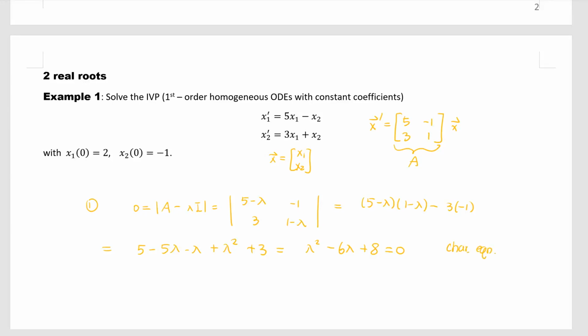Okay, we're going to solve for lambda. Here we can actually factor it. We have minus 4 and minus 2, right? So here we have lambda is 2, and here we have lambda equals 4. So far, so good. These are the eigenvalues. For each eigenvalue, we need to find the eigenvector associated with it.